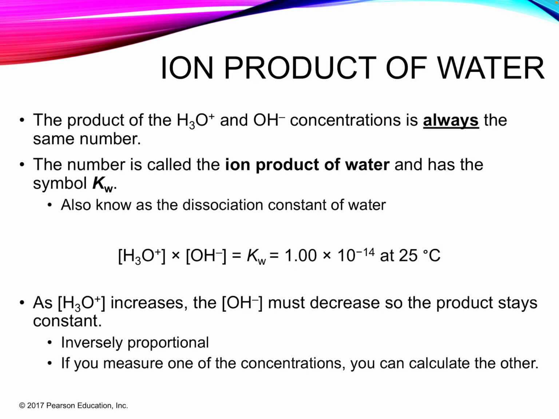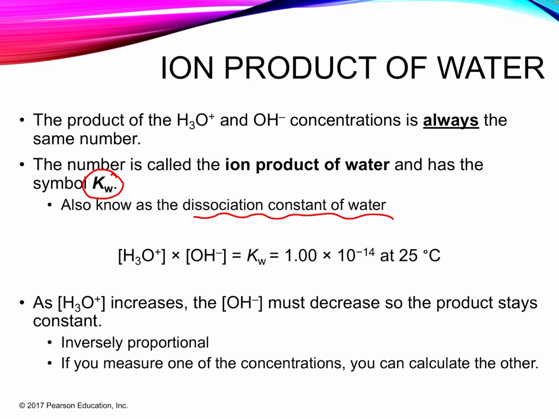Okay, so like I said, the product, right, so that Kw value, if we multiply H3O plus and OH minus together, is always going to be the same number. This is called the ion product of water. It's Kw. You can think of it as being like the equilibrium constant for water, which is why it has the W, right, or the dissociation constant of water. Okay, it's always going to be 1 times 10 to the minus 14 at 25 degrees Celsius, and like I said, we are going to assume all of these are at 25 degrees Celsius just to make our lives easy.